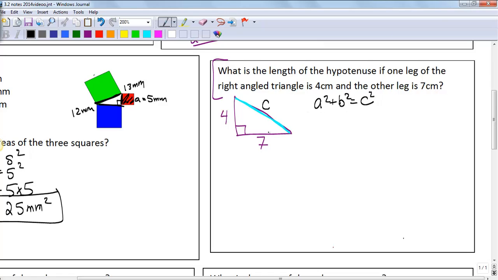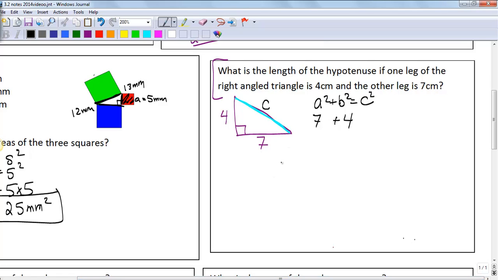Now the A and the B, you can mix them up. Maybe this is A, this is B, or maybe I want this to be B and this is A. Like I said, it doesn't matter. 2 plus 3, plus 3 plus 2, you always get 5. So let's substitute these numbers in. This is 7, right? This is 4, but you're supposed to square these, right? So we're talking about the areas.